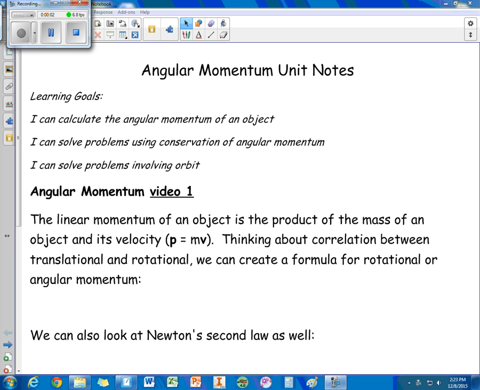Okay, this is video 1 for the angular momentum unit notes. For this unit, I want you to be able to calculate the angular momentum of an object. I want you to be able to solve problems using conservation of angular momentum. And finally, I want you to solve problems involving orbit. And I think you'll find that this unit is very similar to the linear momentum unit that we did earlier.